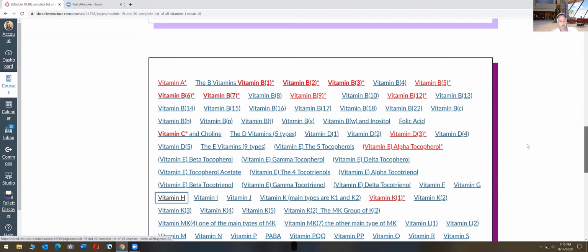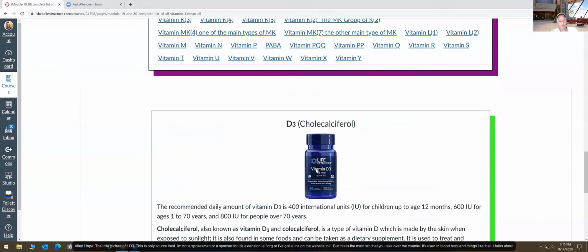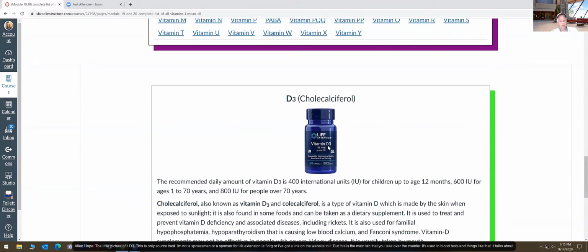For example, you can say, okay, D3. That's the vitamin form of D that when you go to the grocery store you buy. If it says vitamin D and it doesn't say anything after it, it's D3. A lot of times it'll say D3. So click on D3. It's called cholecalciferol. There's a little picture of it, D3.